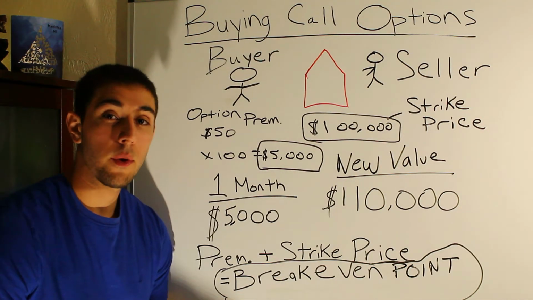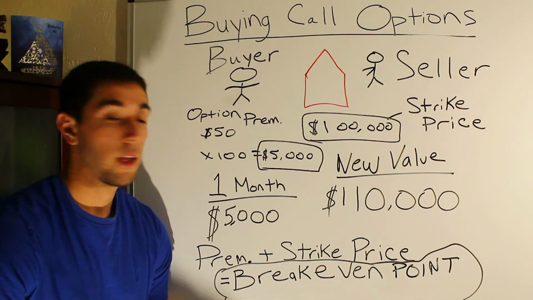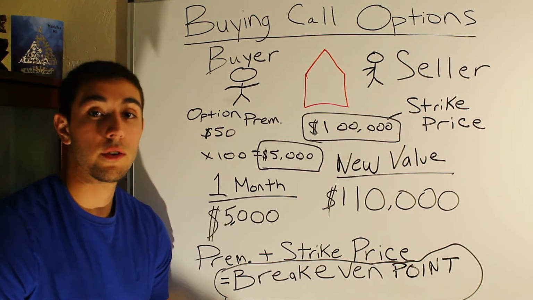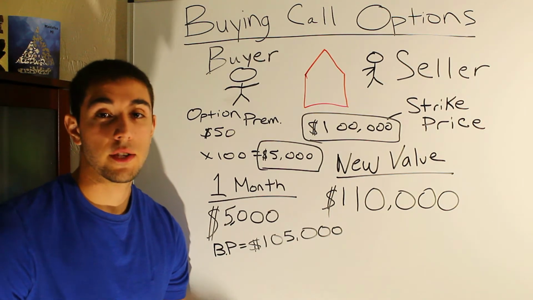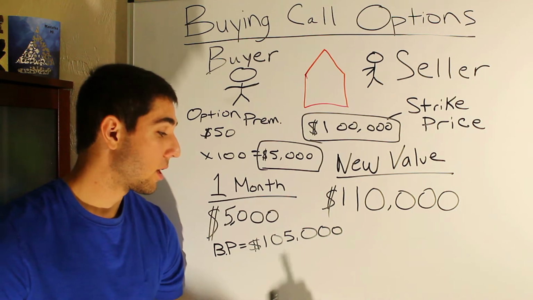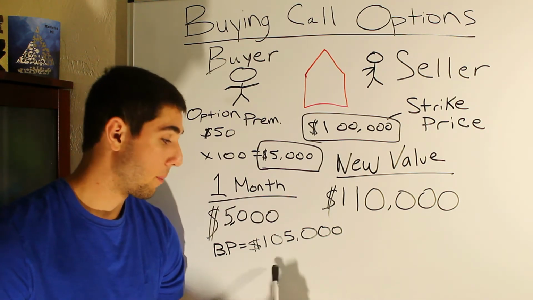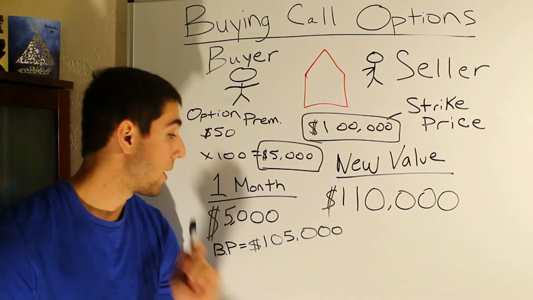One very important word that you want to understand is the premium plus the strike price. So that's going to be the $5,000 plus the $100,000 that you see there. So the break-even point is going to be $105,000. You're probably asking yourself, what does a break-even point mean? From this example, this price, $105,000, means that you want the value of that store to be above $105,000 by the end of the month.